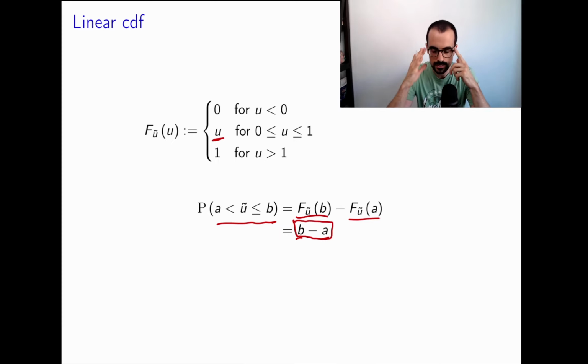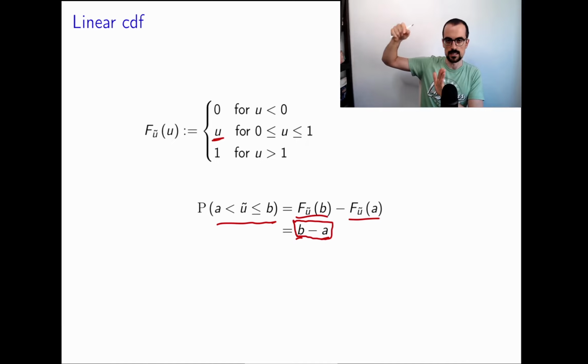And if you think about it, this captures the notion of some quantity being uniformly distributed, right? Maybe I take a stick and I choose a point at random. The probability that I'm going to end up in an interval intuitively should be proportional to the length of the interval, right? And we can see here that that is achieved by having a linear CDF.